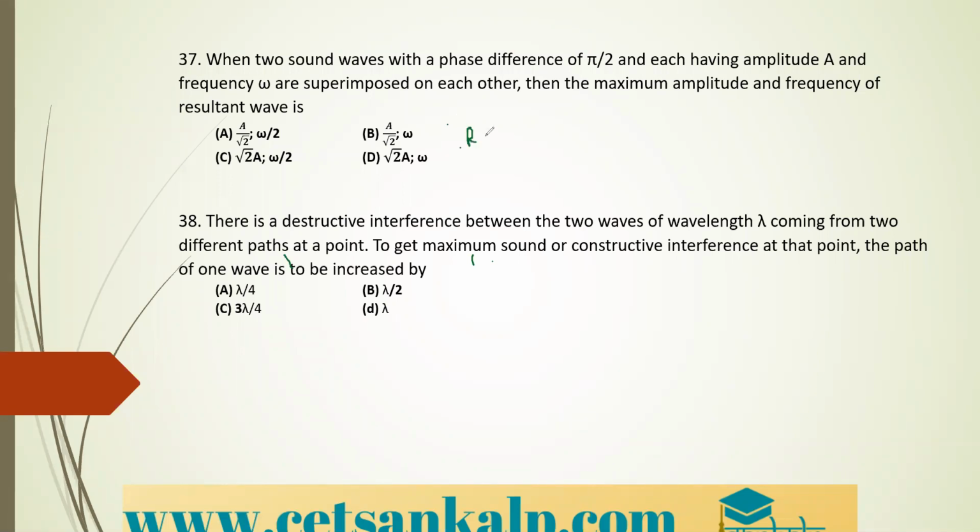The resultant amplitude is equal to, so already we have seen the formula, under root of A1 square plus A2 square plus 2 A1 A2 cos of the phase difference. The amplitude A1 value is A and A2 value is also A. Here they have given the phase difference value, it is pi divided by 2. Therefore, if I simplify this, A square plus A square is 2A square, plus 2A square cos pi by 2.